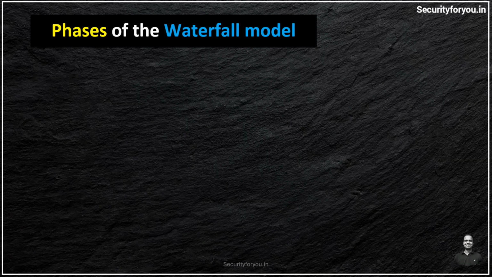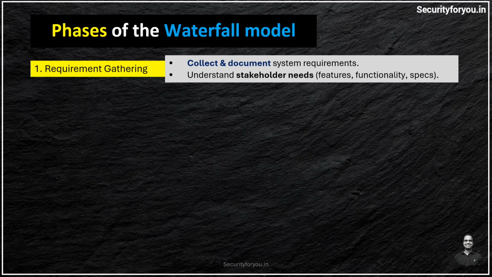And some of the phases of the waterfall model are requirement gathering and analysis. This is the first phase where all the requirements for the system are gathered and documented in detail. The goal is to understand what the stakeholders need from the system, such as features, functionalities, and system specifications.